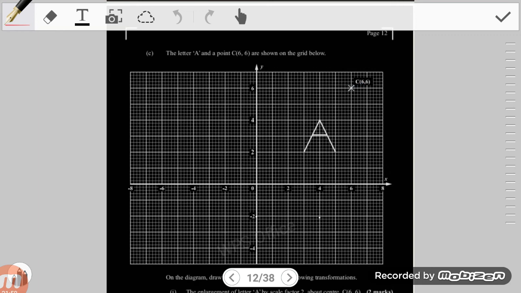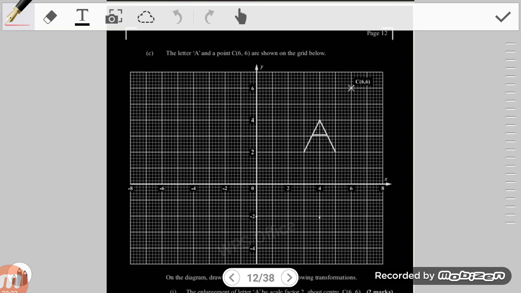Now usually, if you check the different past papers over the years, you'll recognize that most commonly they'll give you an object, give you the image, and ask you to locate the center of enlargement. In this case here, you're doing the reverse. You're actually using the center of enlargement to find the actual image.